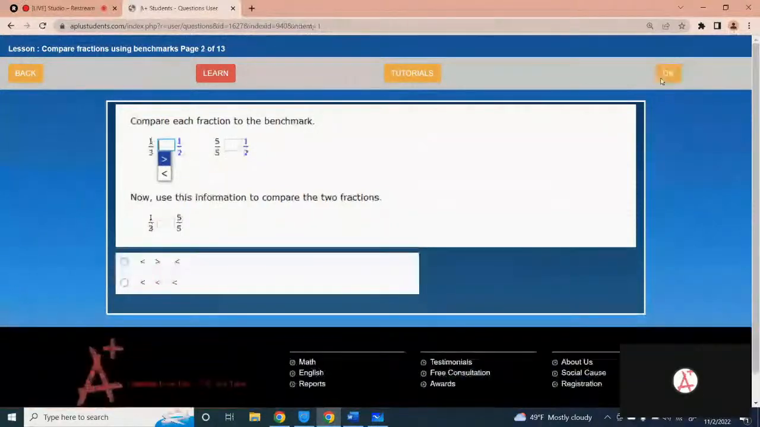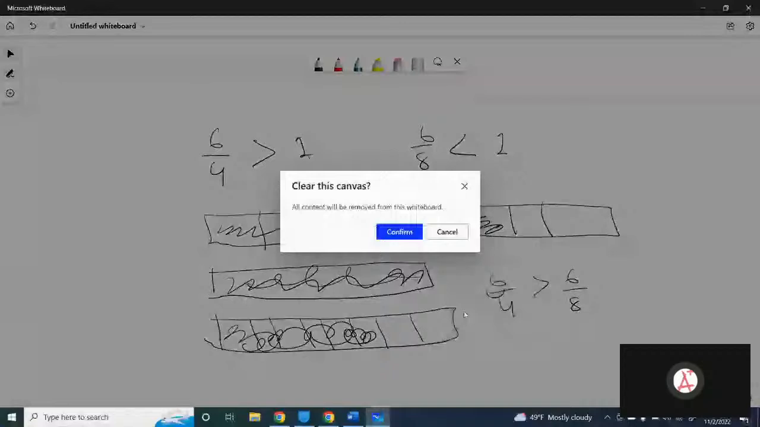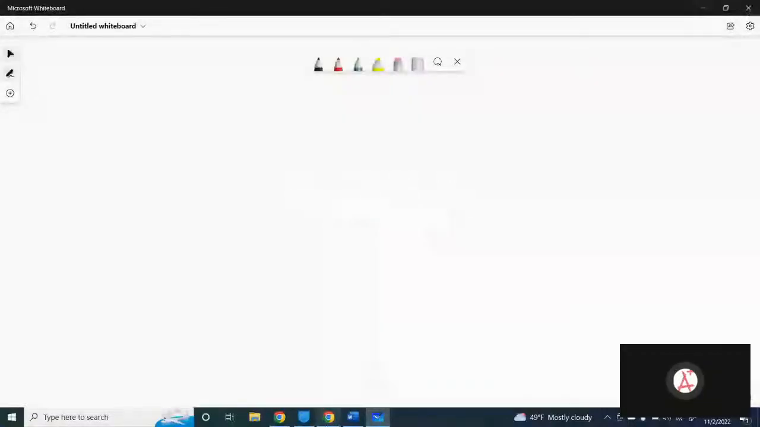Okay, now 1 by 3 and 1 over 2, 5 by 5 and 1 over 2. The benchmark is now 1 over 2. Got it? 1 by 3, 1 by 2, 5 by 5 and 1 over 2. Got it? So 1 over 3.